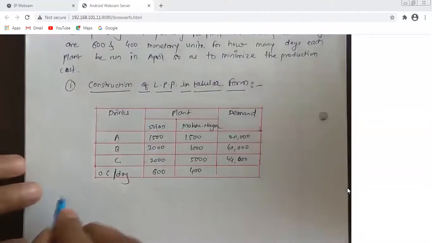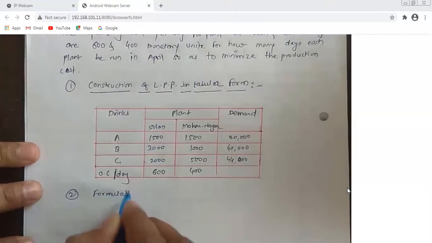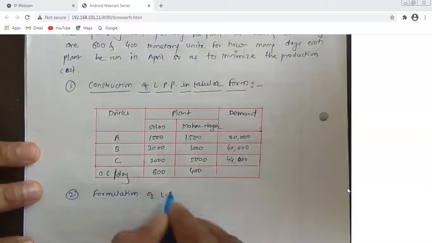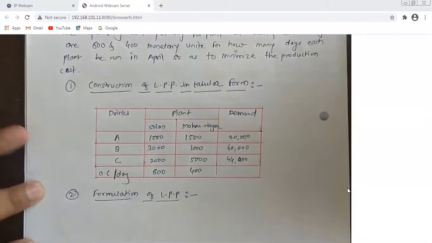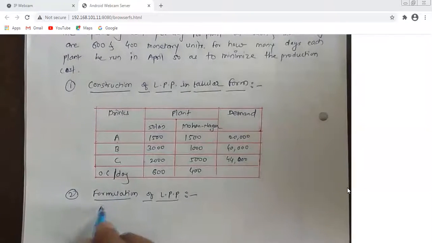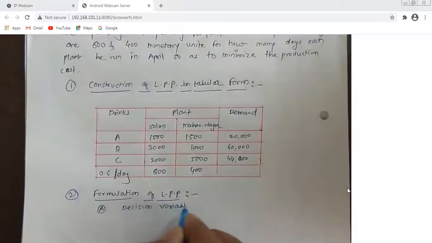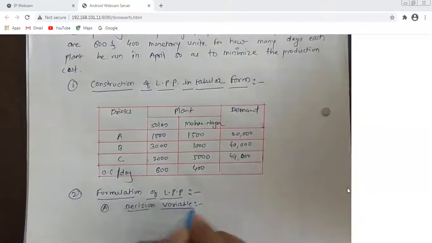So the second step I will take is formulation of LPP. Again, under this formulation of LPP, there are three sub steps. Step number 1 is decision variable.